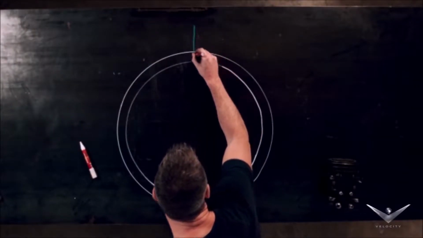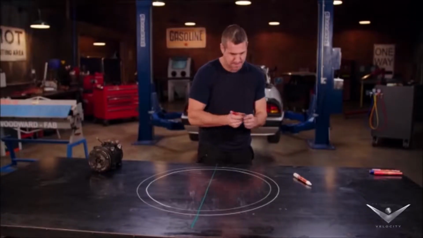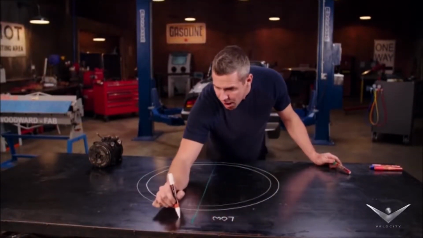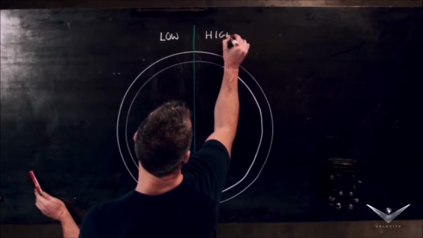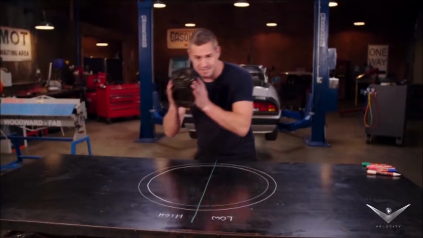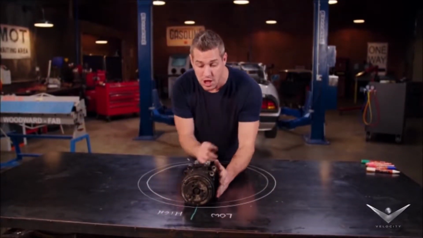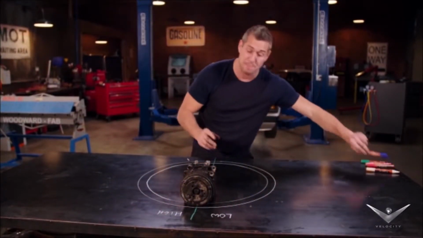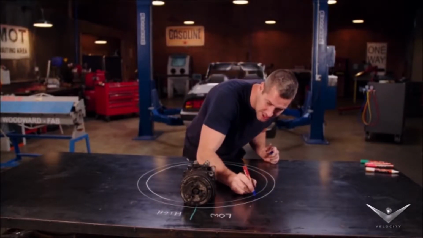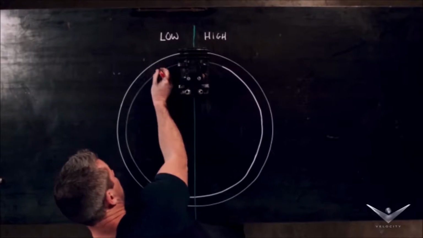And that loop exists in two halves: a low pressure side and a high pressure side. Now, when the engine's running and the air conditioning is on, the compressor, which is driven by a belt, turns a pump inside. And that pump draws refrigerant from the low pressure side. Now, at this stage, that refrigerant is in gas form.